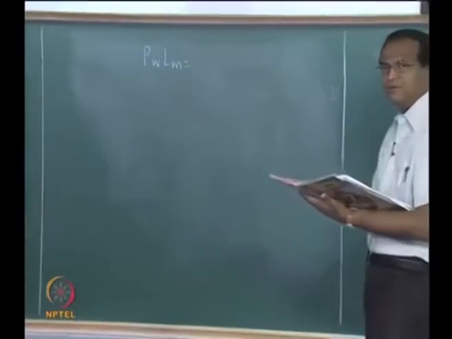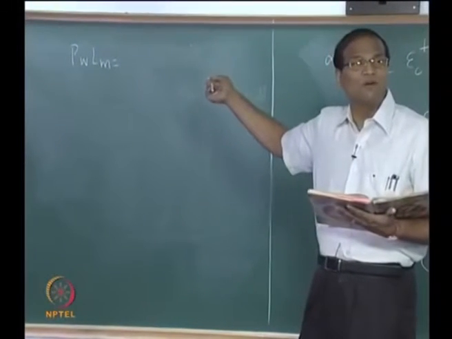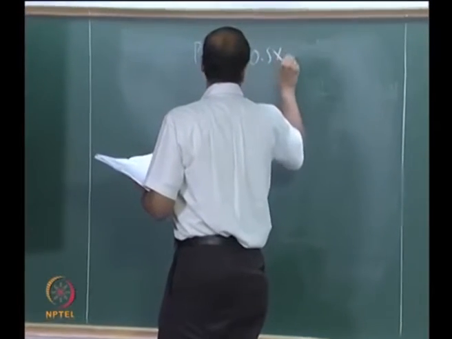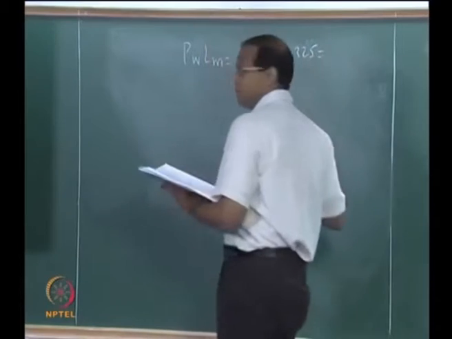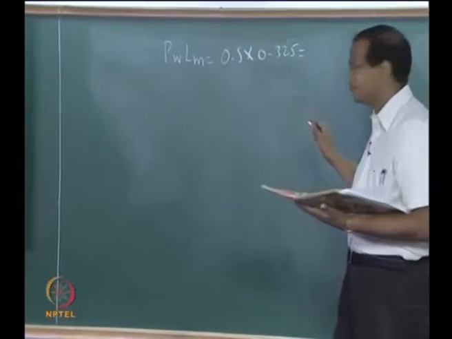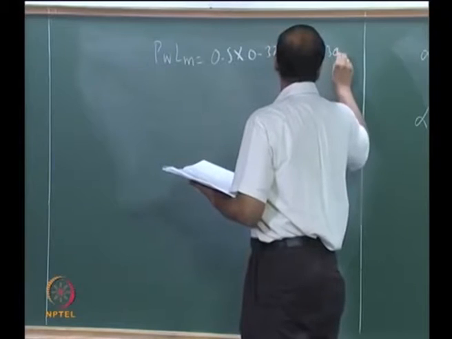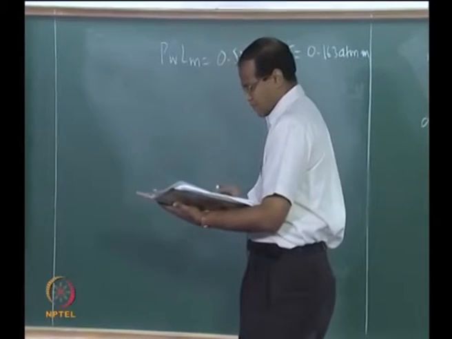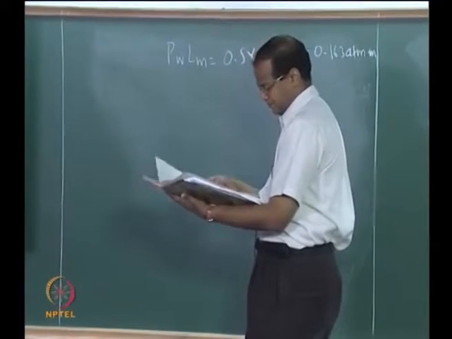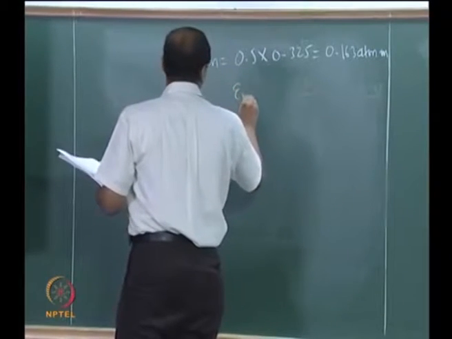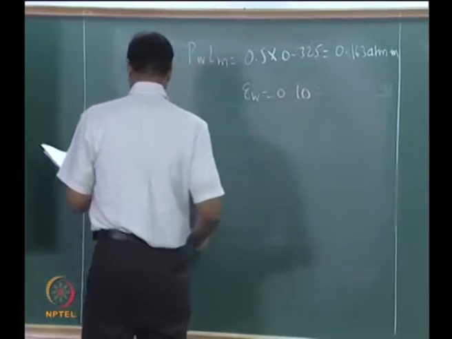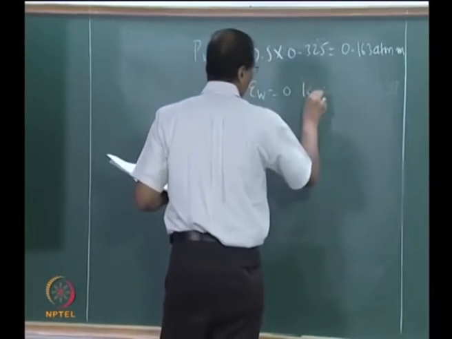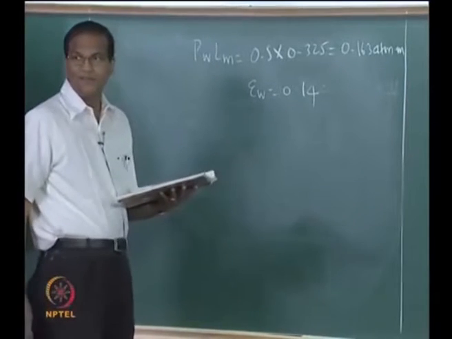Vikram, is it okay? Now what about PW? What is the partial pressure of water vapor? 0.5. What is this? 0.163. Now, what is the value of epsilon W? 0.1, 1.4. Got it? You got it?